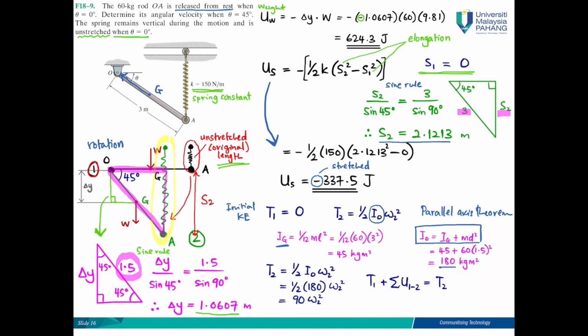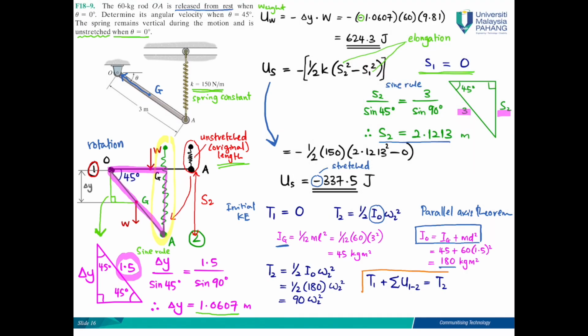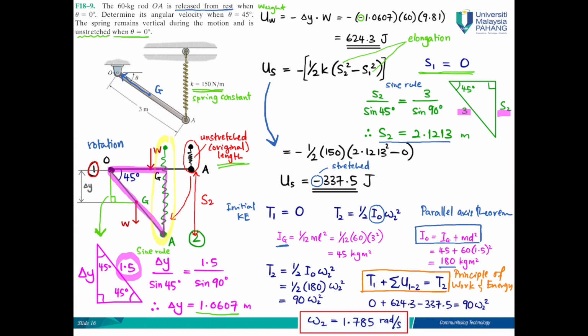Then we apply the principle of work and energy. I repeat again, this equation over here is the principle of work and energy. T1 equals 0. Total work done is the work done by the weight plus, or actually minus, the work done by the spring, equals T2, which is 90 omega 2 squared. You solve this, you will get omega 2 equals 1.785 rad per second.